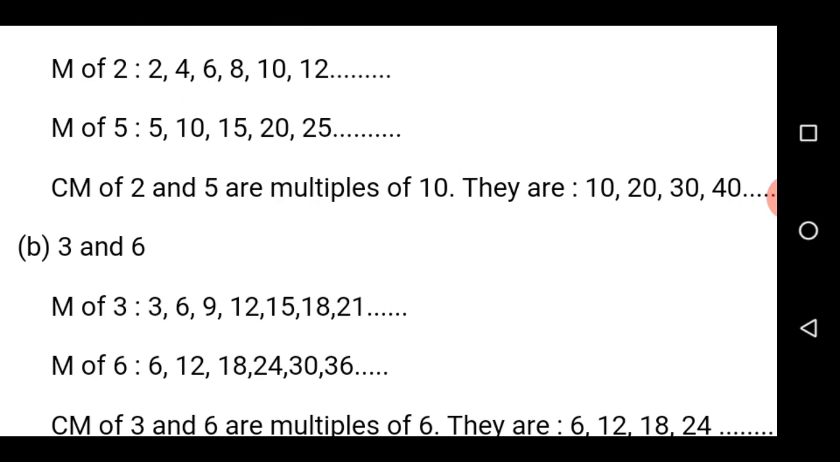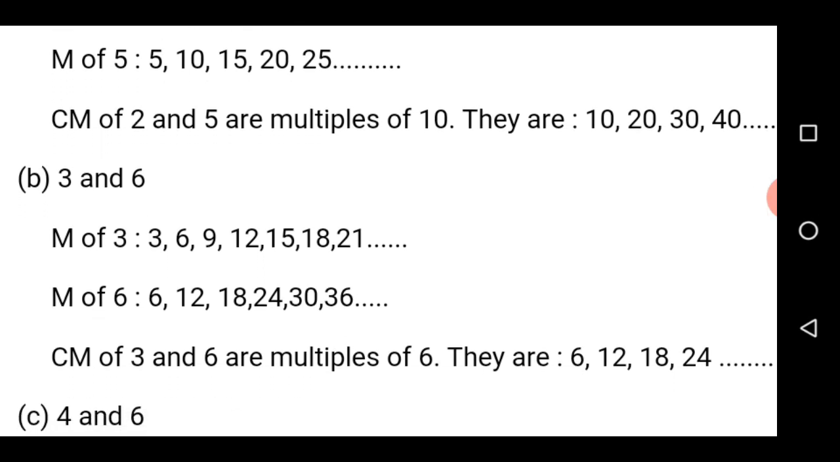Let us find the multiples of 5 now. Multiples of 5 are 5 times 1, 5, 5 times 2, 10, 5 times 3, 15, 5 times 4, 20, 5 times 5, 25. So we can still have more. That's why we put dots, which tell you that the number is still continuous. So multiples of 5 now are 5, 10, 15, 20, 25, and so on.